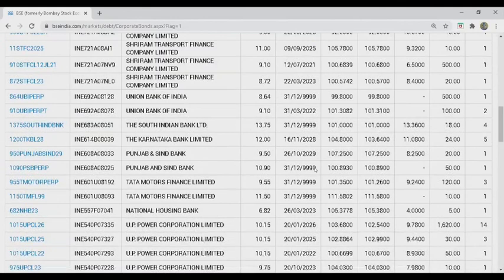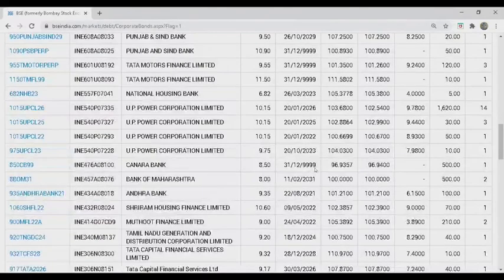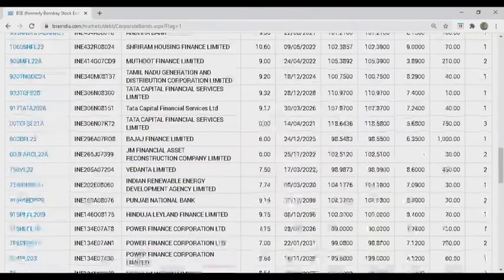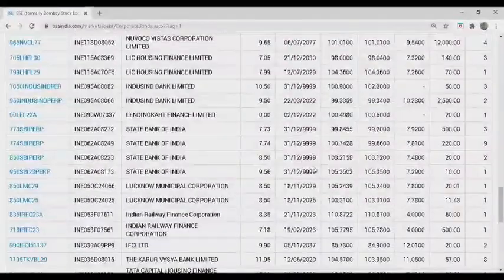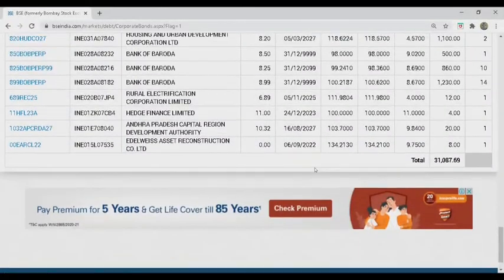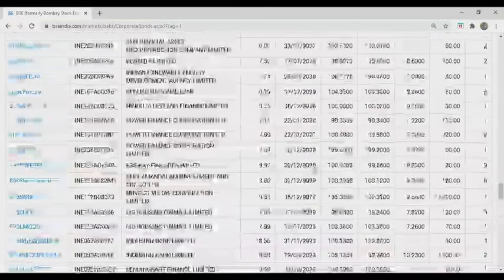So one can sell this bond to somebody else too. It's not necessary that you bought this bond and then you have to keep it forever. If you need the money, or you have a better opportunity in front of you, you can actually sell it off to somebody else. So these are some of the different types of instruments.